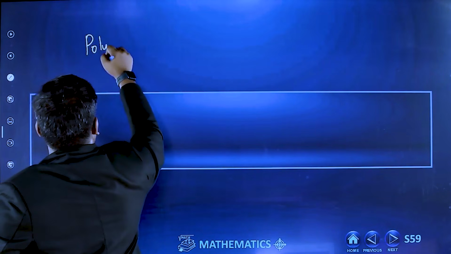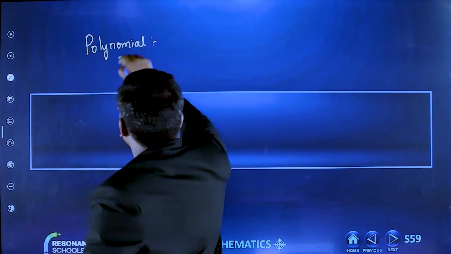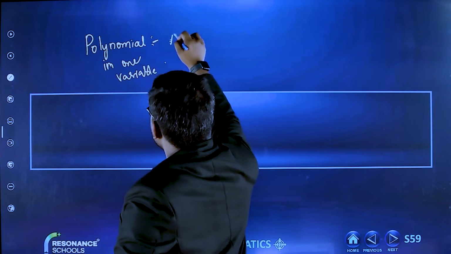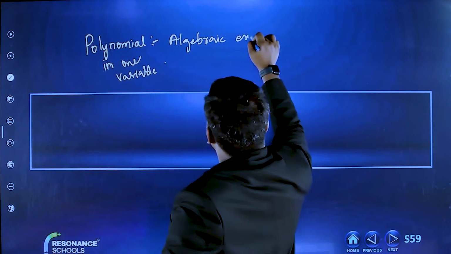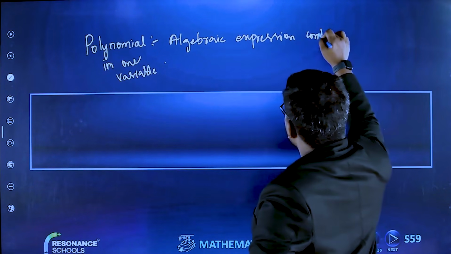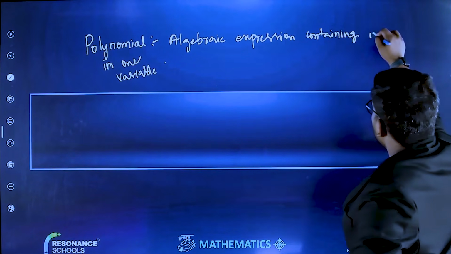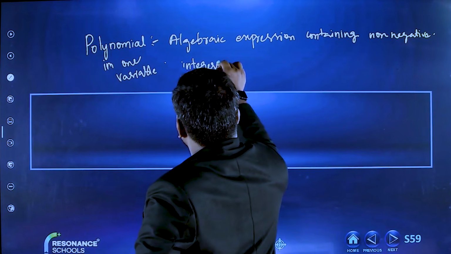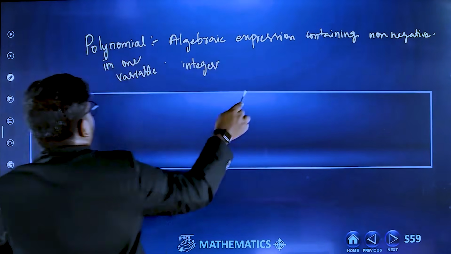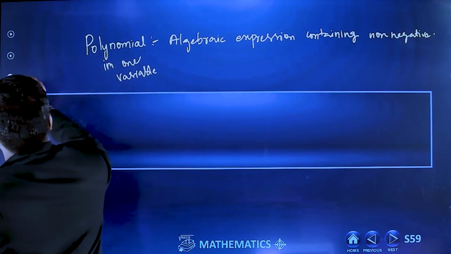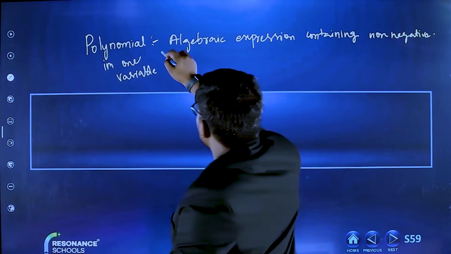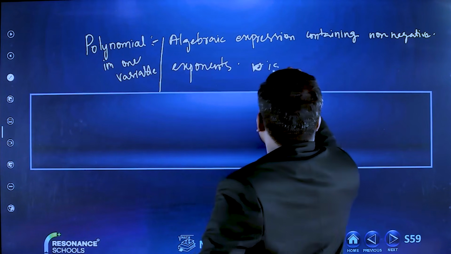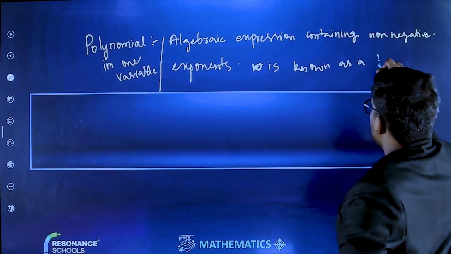Now, a polynomial in one variable, particularly, is an algebraic expression containing non-negative integer exponents. An algebraic expression containing non-negative exponents is known as a polynomial.